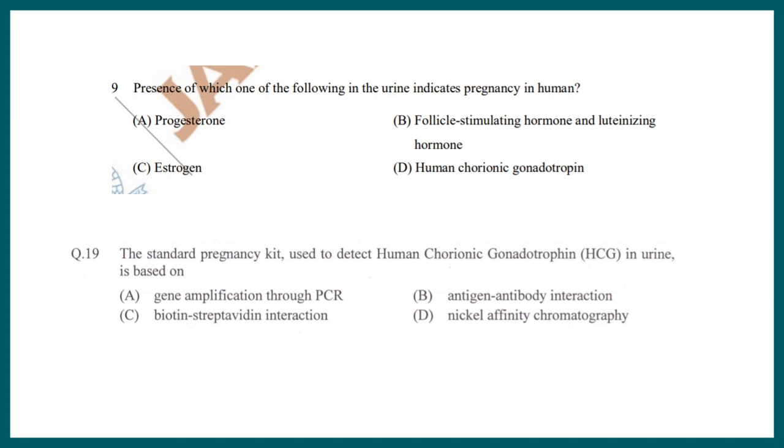So you can see in IIT JAM 2021 they have asked this question. Presence of one of the following in urine indicates pregnancy in human. So obviously human chorionic gonadotropin is the answer. And in question 19 in IIT JAM 2014 they have asked: the standard pregnancy kit used to detect human chorionic gonadotropin in urine is based on antigen antibody detection, PCR, biotin streptavidin interaction, nickel affinity chromatography. So obviously they are focused on these particular topics. I mean, God knows for what reason. But anyway, if you want to learn more about this topic and clear your concept regarding that, right now click on the I button. Okay, so we learned these important answers.